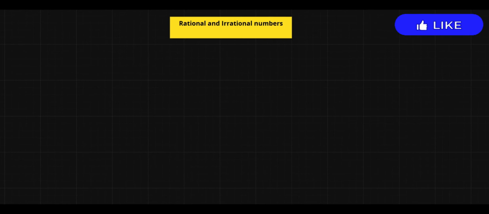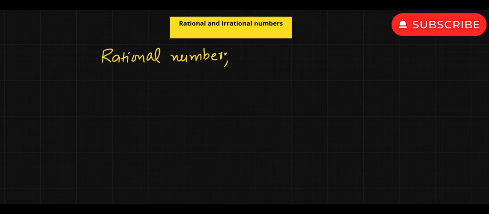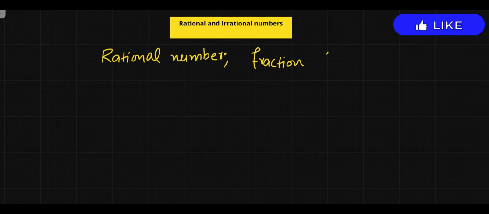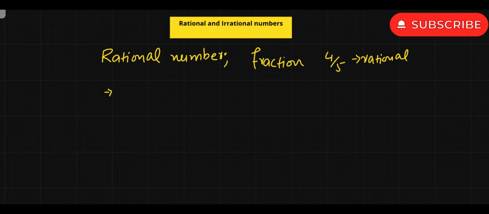Now, rational and irrational numbers. First of all, I would like to start with rational numbers. So what are rational numbers? Rational numbers are those numbers which can be written in the form of a fraction. For example, if I write 4 by 5, this 4 by 5 is a rational number because it's written in the form of a fraction. All the integers are rational numbers. For example, I write an integer, that is 3. So 3 is a rational number.